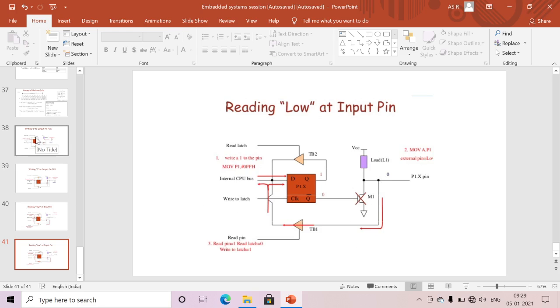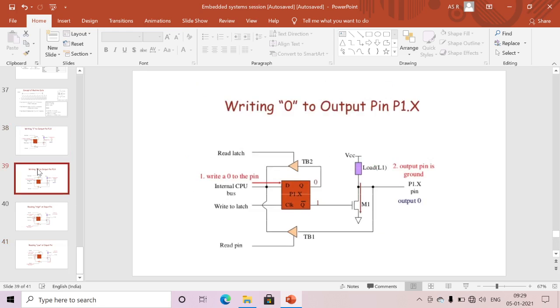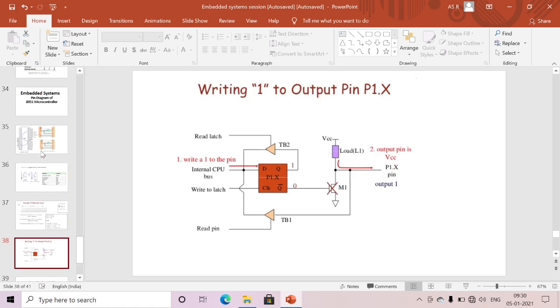In case of writing also, we can use it mainly for reading and writing operations, so that we can use our port pins.